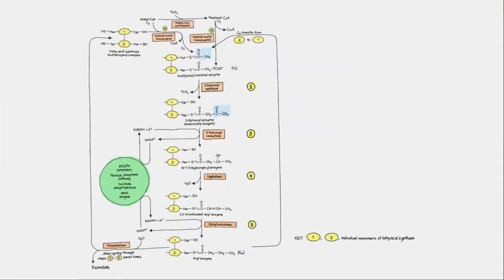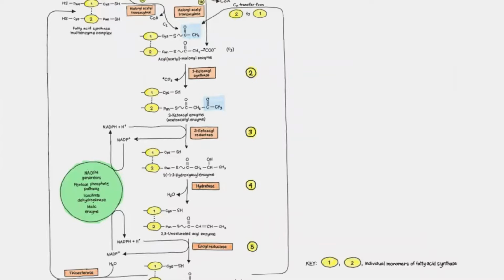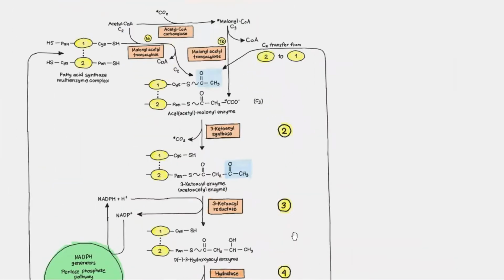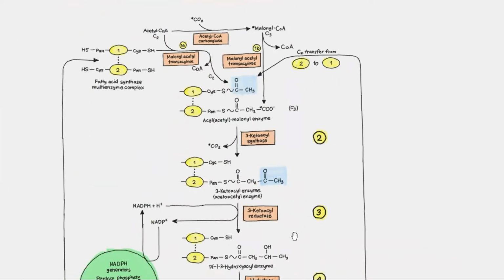Now, going back to the discussion of the detailed mechanism or comprehensive overview of lipogenesis. So here we have acetyl-CoA and malonyl-CoA as our starting product, and they will attach to the multi-enzyme complex of fatty acid synthase.